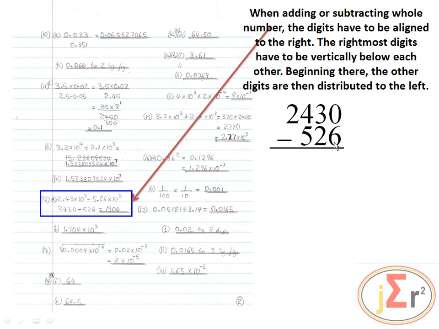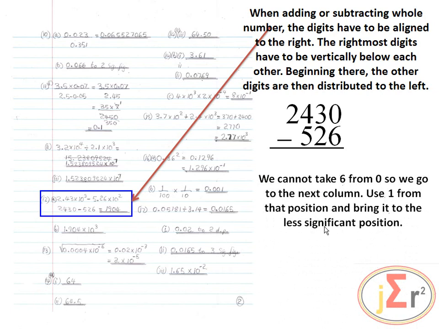We need to have the 6, which is the rightmost digit, vertically aligned with the 0. And then we just include the other digits as we move to the left. And that is how we ensure that when we are adding or subtracting whole numbers, the points are vertically aligned.